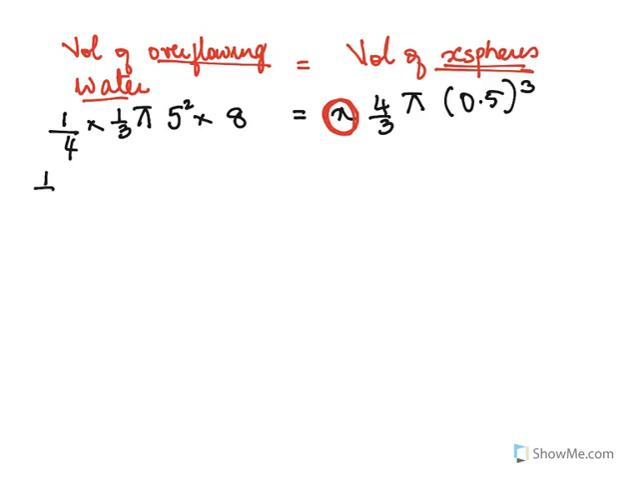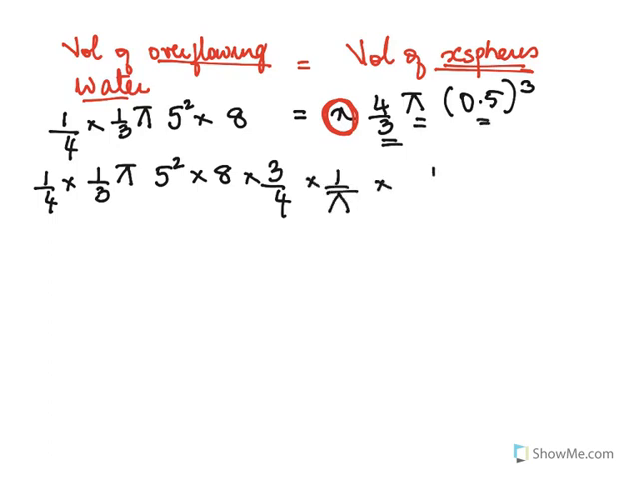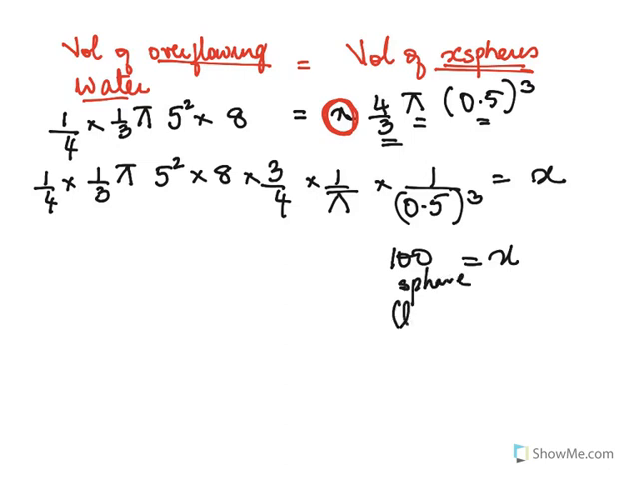Let's continue. So 1/4 into 1/3 pi 5 square into 8. Now this goes on the other side. It will become 3/4. This on the other side 1/pi. This on the other side 0.5 the whole cube, which is equal to x. And the x turns out to be 100 spheres or 100 lead shots.